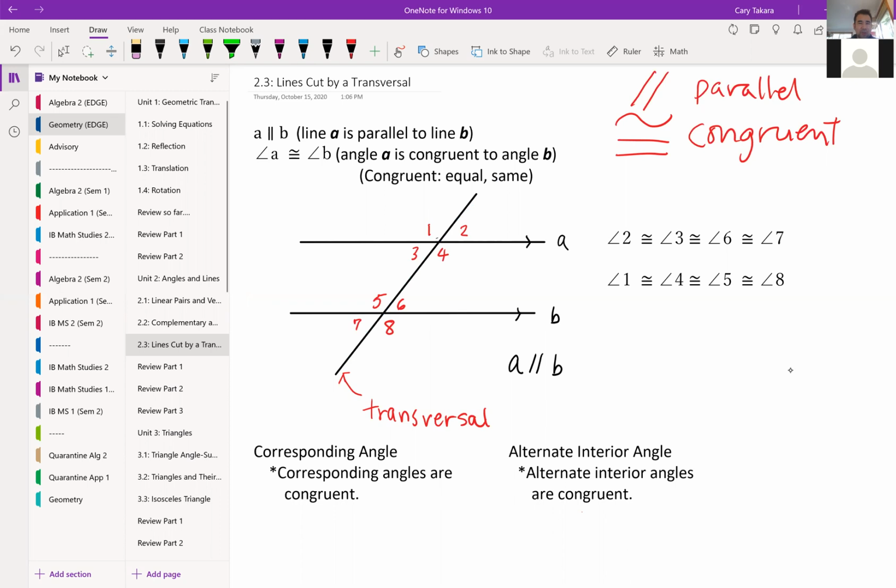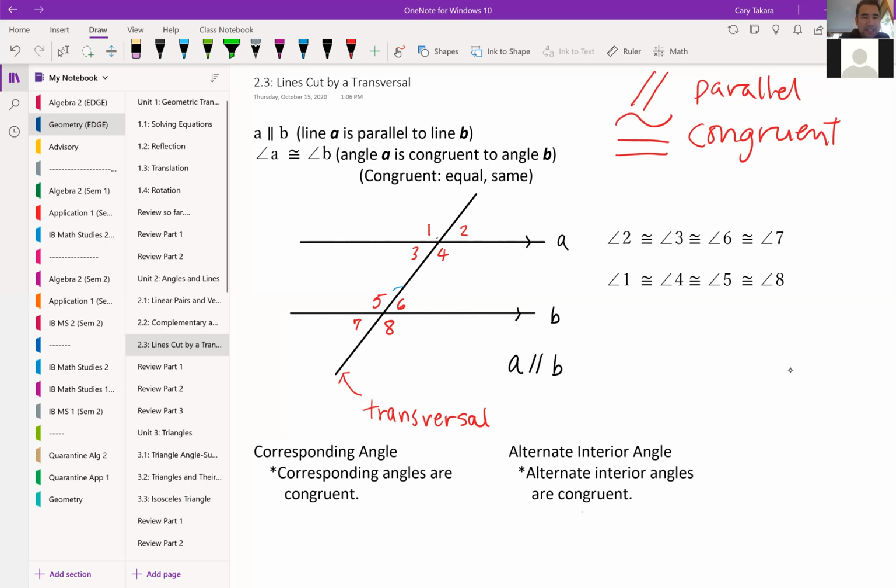Now, this transversal will create four angles. Here's your angle 1, angle 2, angle 3, angle 4, 5, 6, 7, 8, right? So you've got 8 different angles. Well, before that, let's talk about some symbols because I need you guys to learn that.